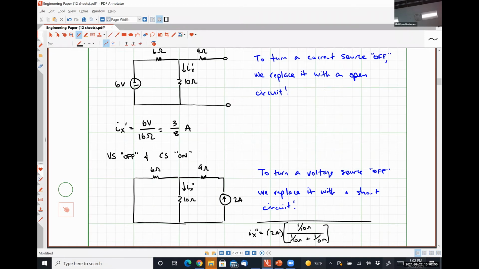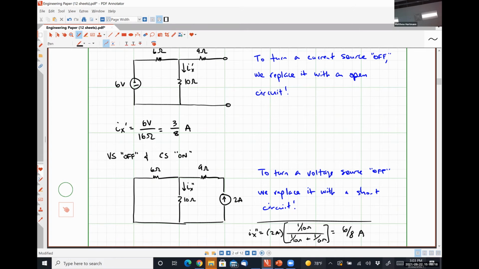3/8 times 2, 6/8 of an amp. All right. Yes, sir. Why do we ignore the 9 ohm? Because we know that all 2 amps of current flows through the 9 ohm resistor because it's in series with the current source, not in parallel.